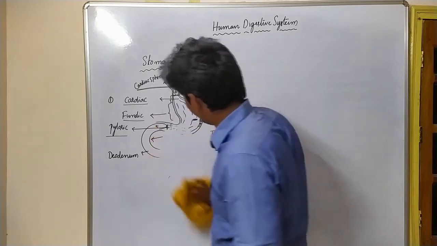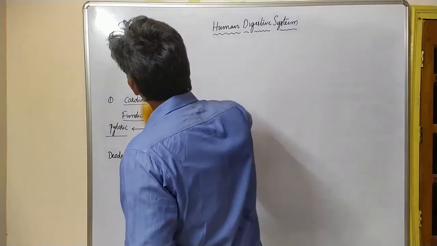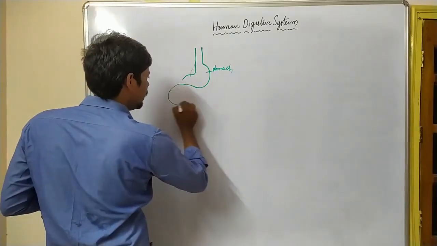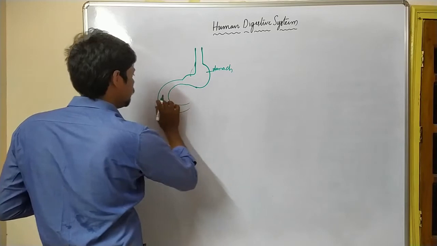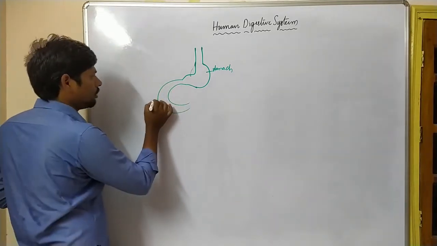Internal structure of the small intestine, how the small intestine is present and how it is essential for the absorption of the food material. Let us see. You have seen this one is the stomach, and that's the entry into the small intestine, especially the first part of the small intestine, the duodenum.